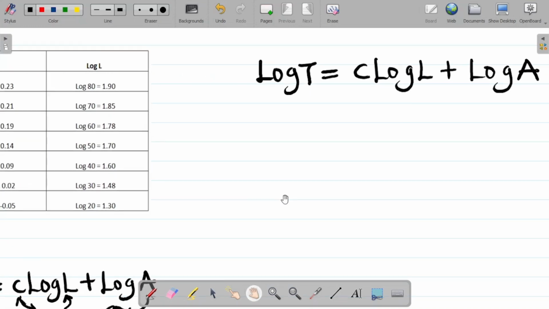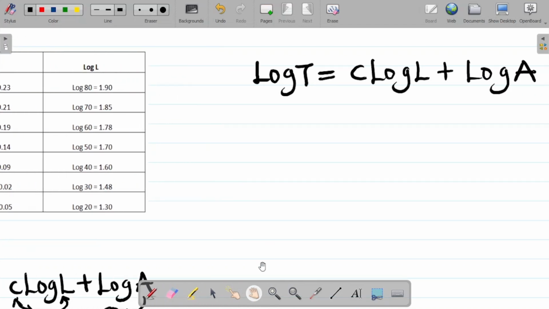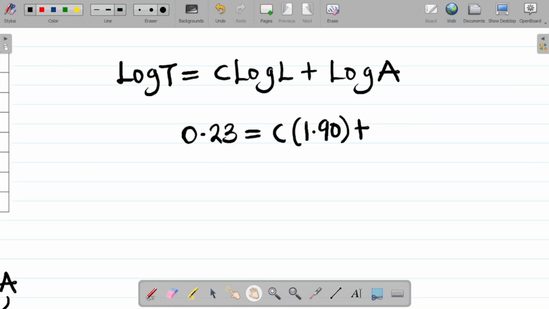What do we do? I'll simply take this first value of log T here, which is 0.23. That means when log T is 0.23, it is equal to C times log L. Log L here is the first value, which is 1.90. That gives you 1.90 plus log A. There's no log A value, so we assume it to be an unknown. This is my first equation.